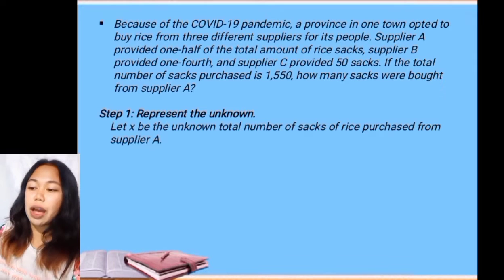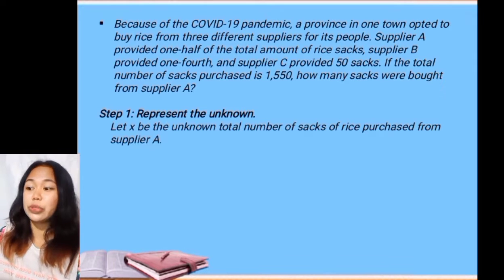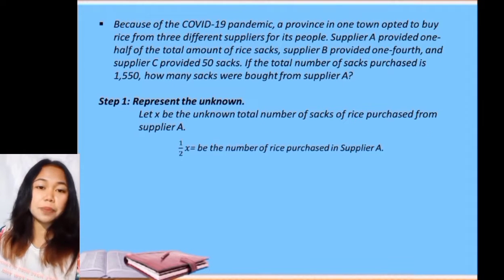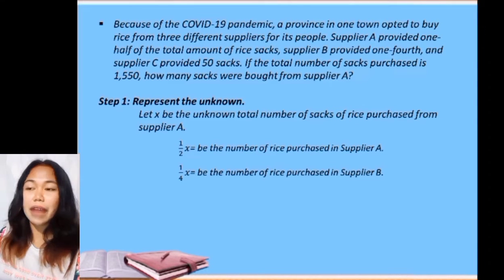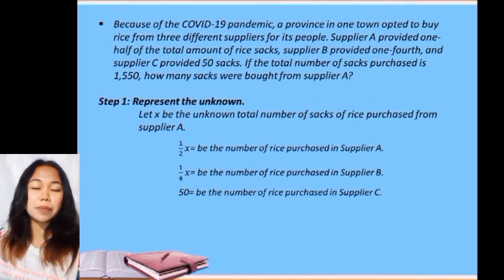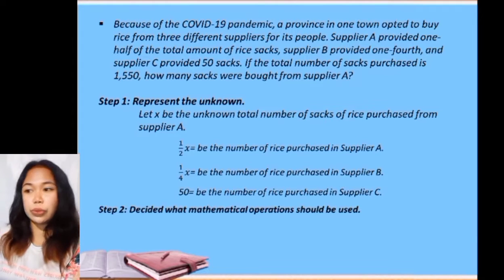After that, we can now transform our word problem into a mathematical sentence. So we'll illustrate the number. 1/2 X be the number of sacks of rice purchased from Supplier A, 1/4 X be the number purchased from Supplier B, and 50 be the number purchased from Supplier C. Let us go to step 2.